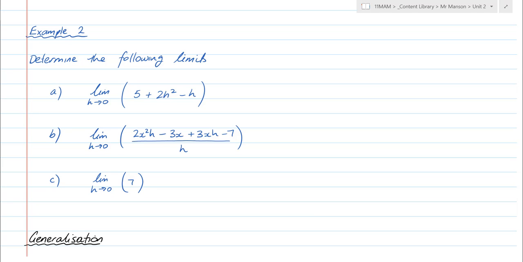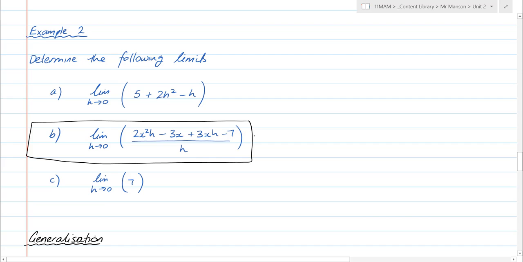Question B doesn't work so well. I don't know why I've got question B there actually. I made this a little while ago, we'll question mark that. Question A though, the limit as h goes to 0 of that function, what happens as h goes to 0 there? We're left with 5, good.